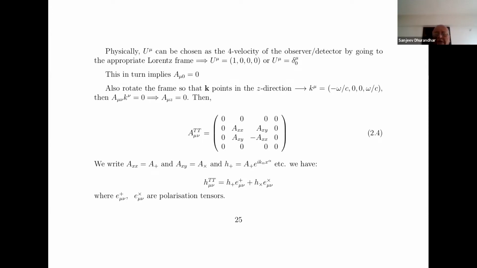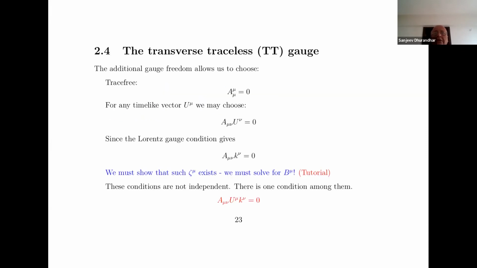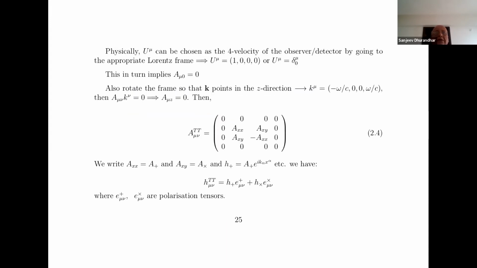But this in turn implies, if you look at this condition, A mu nu u nu equal to 0, if you put delta nu 0, it implies that A mu 0 is 0. So all the 0 components are 0. So the 0th row and also the 0th column, because of the symmetry, are 0. So it becomes completely spatial. So all the time components of A simply go away. They become 0 in this gauge.